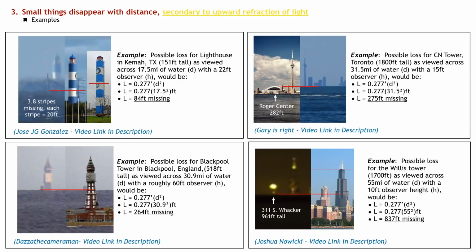So let's take some examples here. The first one is Jose J.G. Gonzales. Video link is in the description. We have the possible loss for the lighthouse in Kemah, Texas, which is a 150 foot tall lighthouse as viewed across 17.5 miles of water, when he had roughly an observer height of 22 feet, which again is going to be negligible according to the derivation of the formula. And so when we plug in, we find that for this particular instance, we are going to be missing roughly 84 feet, which almost exactly corresponds to the amount when we do a blink test.